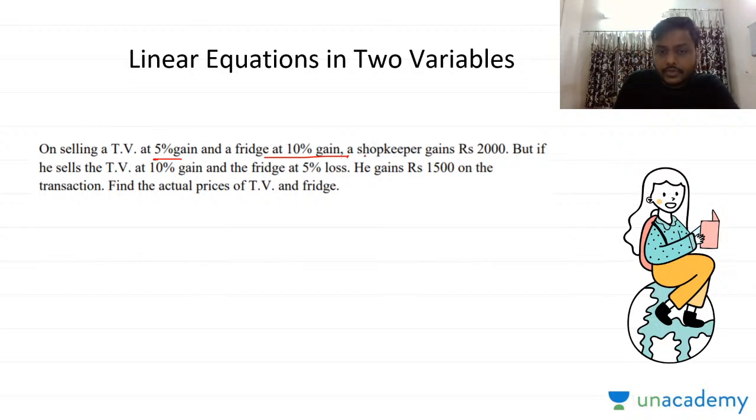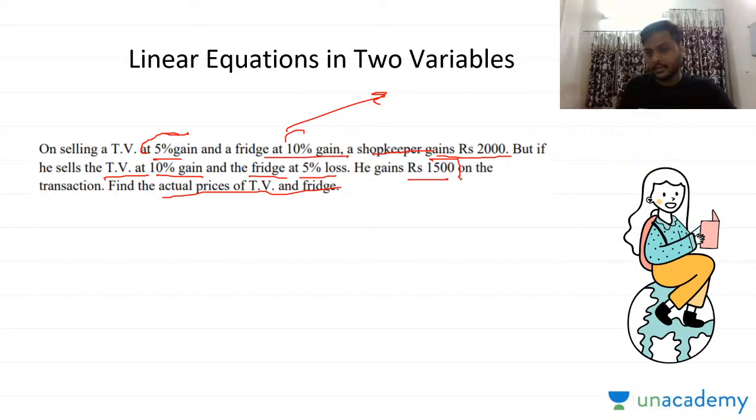Okay, and then I'm supposed to do what? Then I'm supposed to find out the actual prices of TV and fridge when the shopkeeper is gaining 2000 when he sells the TV at 5% and the fridge at 10% gain. And similarly, if the same person sells the TV at 10% gain and the fridge at 5% loss, then he gains 1500. And by using this information I have to find out what will be the actual prices of TV and fridge.